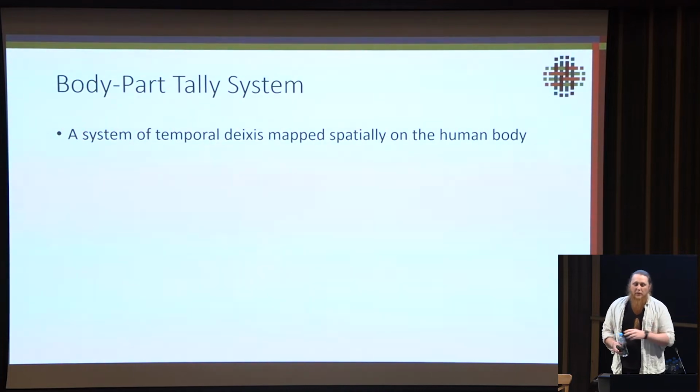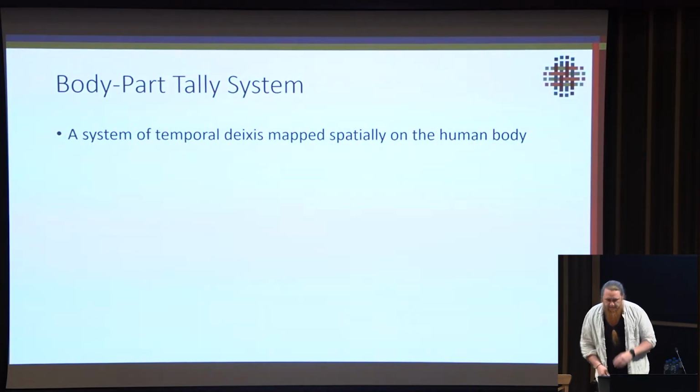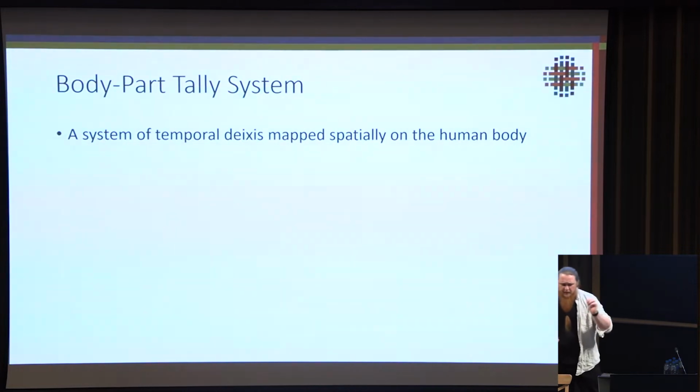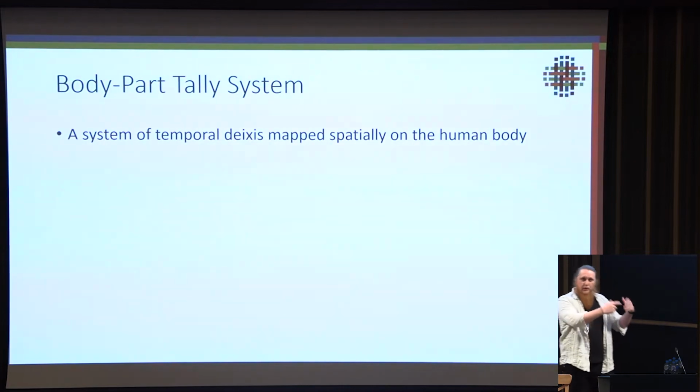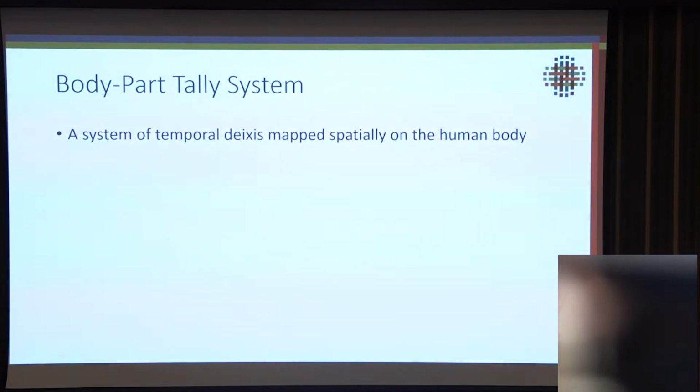Alright, so what are body part tally systems? As the slide says, it's a system of temporal diaxis mapped spatially on the human body. What does that mean? The temporal diaxis part is about time, so these are about keeping time, and days specifically. In the Western world and probably in other places, we map time spatially on a calendar. We have a little piece of paper and each square is a different day. And that's how time is mapped spatially.